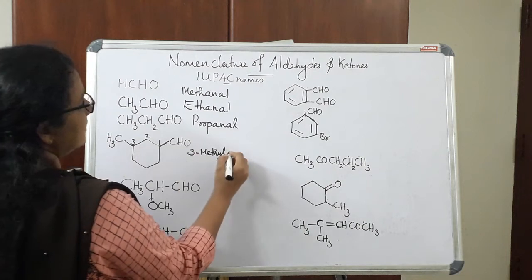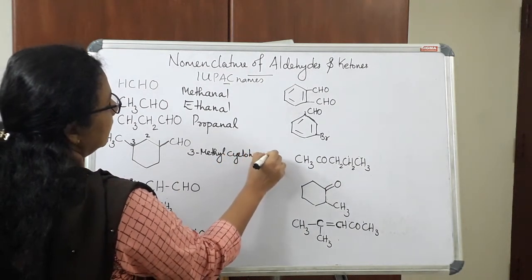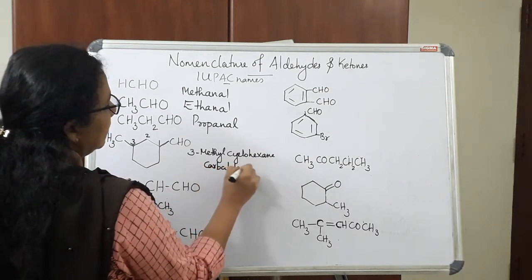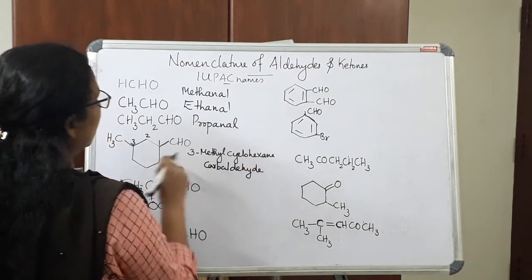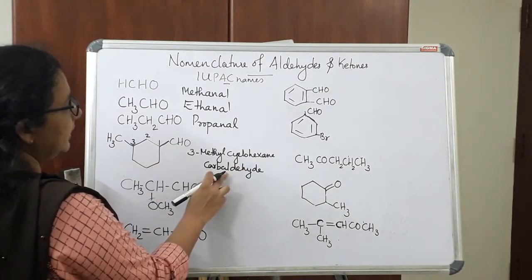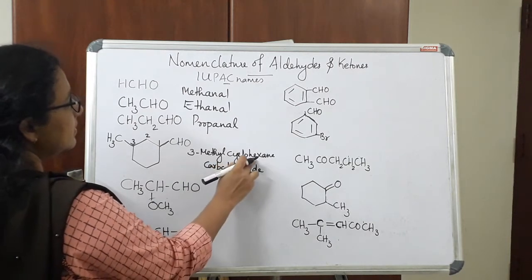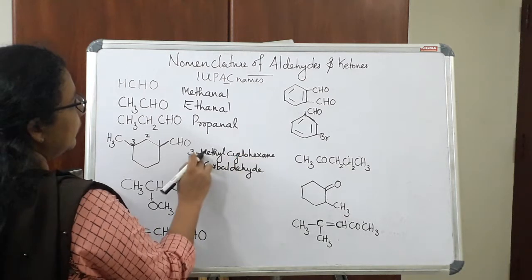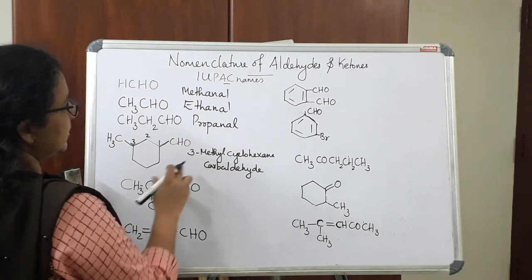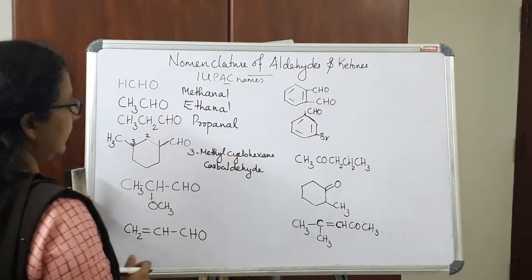3-methyl cyclohexane carbaldehyde. The CHO group is attached to the cyclic compound, so it will be a carbaldehyde. So we need to write the suffix as carbaldehyde, and also the full name of this particular cyclic compound with the substituent. So it is 3-methyl cyclohexane carbaldehyde.